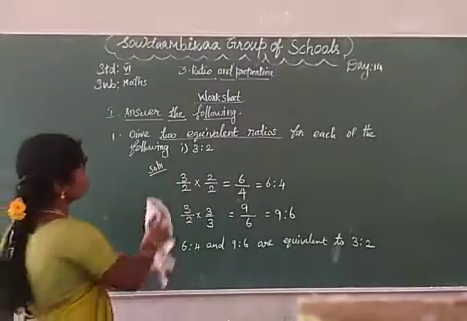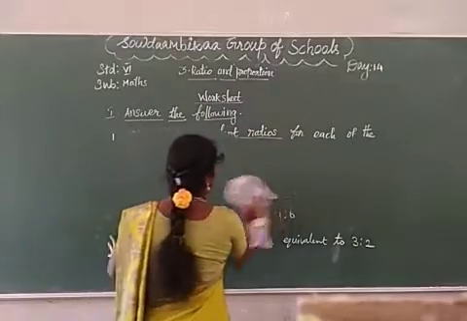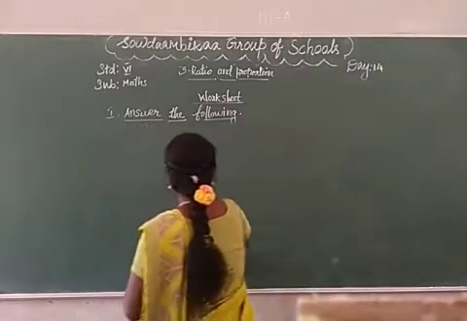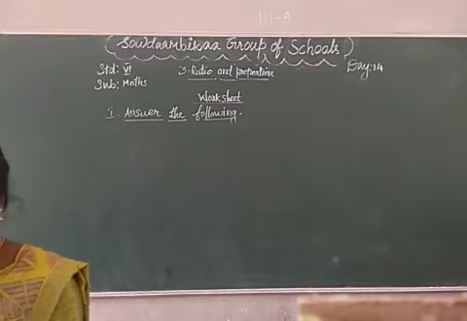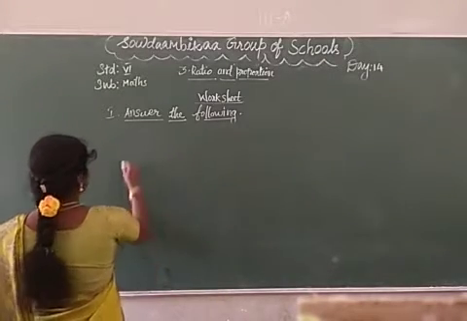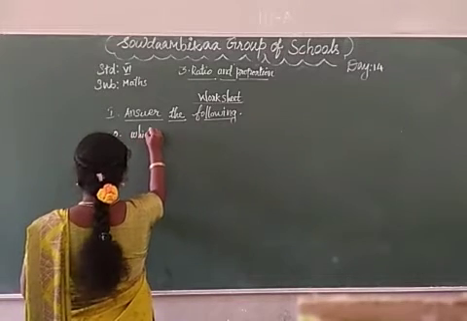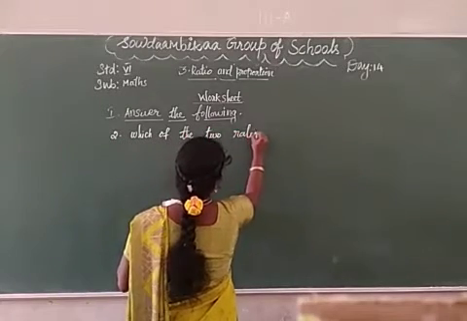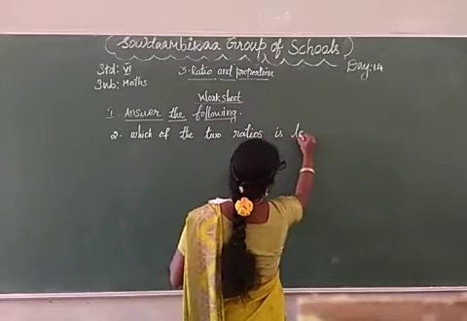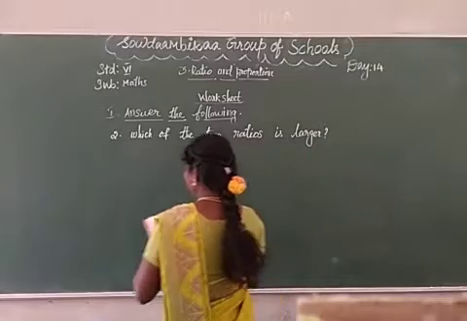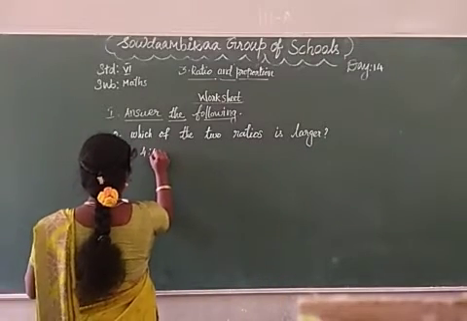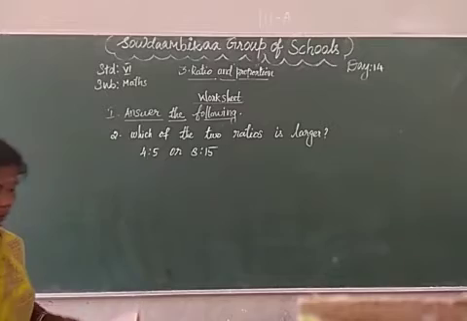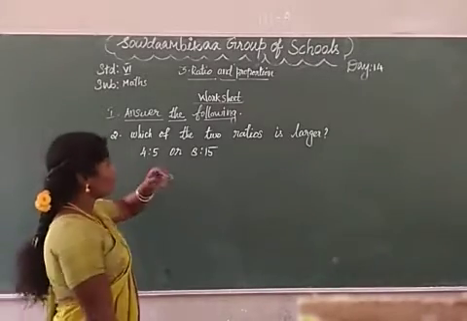The next sum. Second sum, which of the two ratios is larger? 4 is to 5 or 8 is to 15. 4 is to 5 or 8 is to 15.